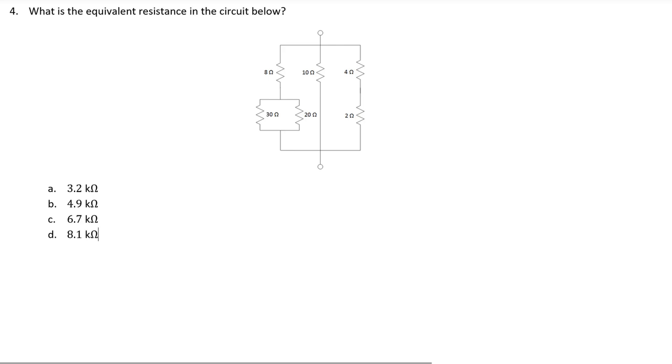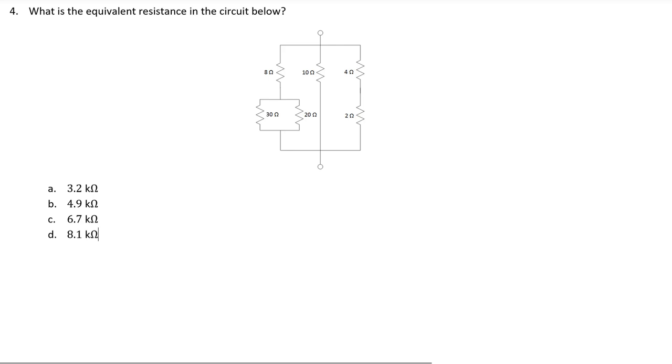The 8 ohm resistor and two resistors that are parallel to each other, the 30 ohm and the 20 ohm resistor. For complicated circuits such as this, we have to calculate the equivalent resistance in steps. There are many ways of calculating the equivalent resistance in this question, so if you do it slightly differently than I do here, don't worry, you are also doing it correct.